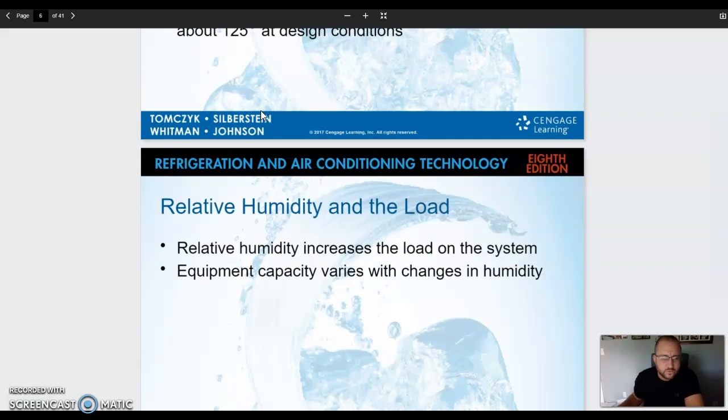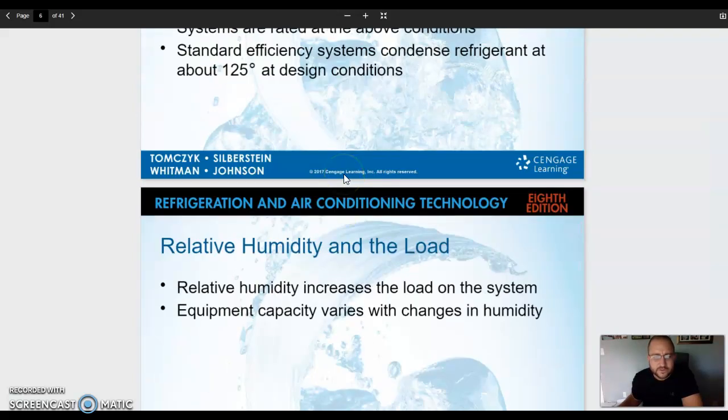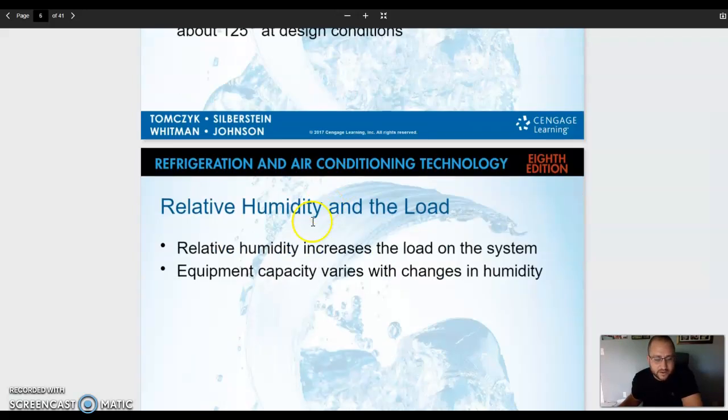So we're going to get a couple of rough rules, rules of thumb, that we'll go by. One of those is how much warmer the condenser temperature needs to be than the outside air, and the other is how much cooler your evaporator needs to be than the inside air.